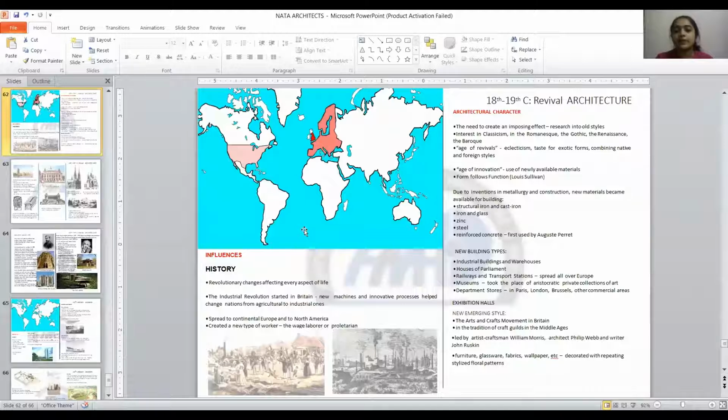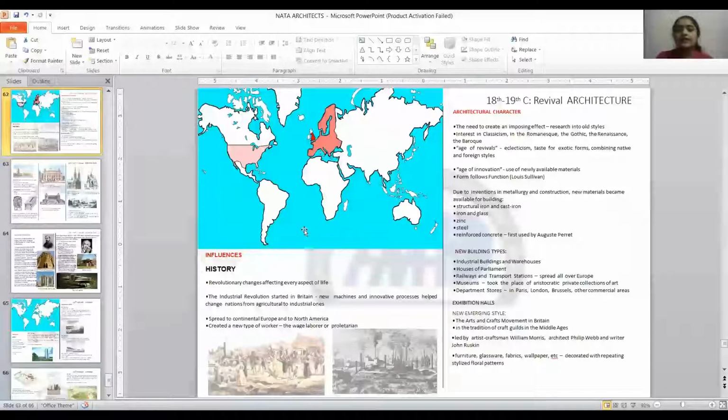The introduction of many materials came into play because construction, metallurgy, and innovation all started. It was a boom, right? They started using new materials, other than before. In the earlier era, you would only see stones, bricks, or plasters. Here they started using iron, glass, steel, zinc. New types of buildings like museums and department stores appeared.